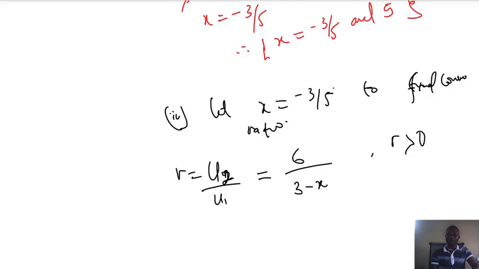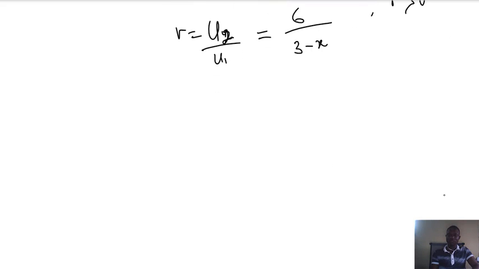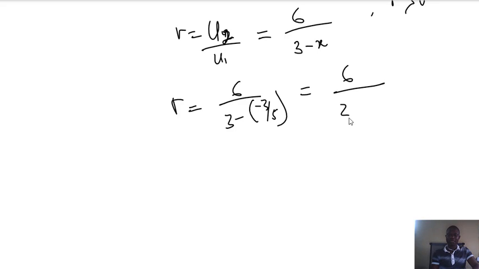And when you put 5 here, you are going to get 6 over negative 2, whereby we get negative 3, which is less than 0, but the common ratio should be more than 0. That is why we are going to use that number. So we have the common ratio r equal to 6 over 3 minus 3 on 5, so we have it to be 6 divided by 3 plus 3 on 5.